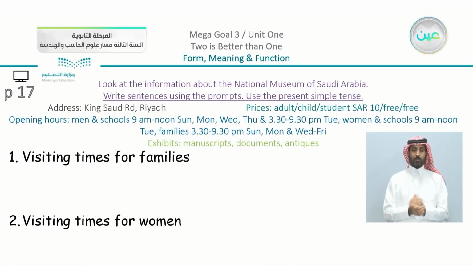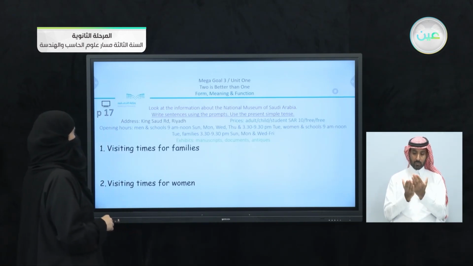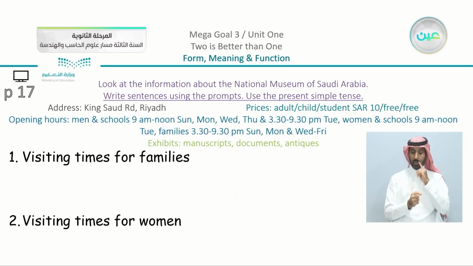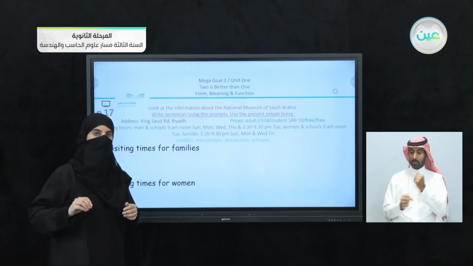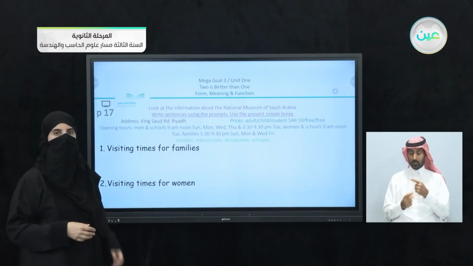Now going back to the exercise here in the book, look at the information about the National Museum of Saudi Arabia. Write sentences using the prompts. Use the present simple tense. So here they are asking us to use the present simple using the prompts that we have in the book.